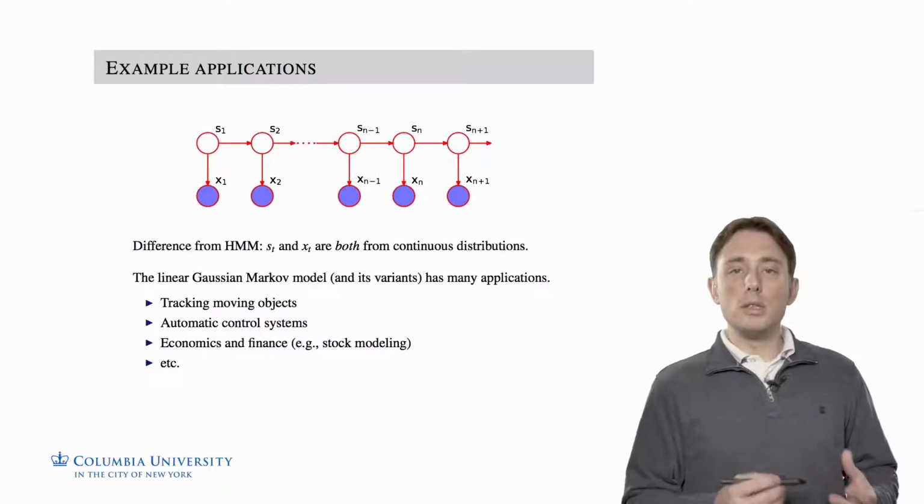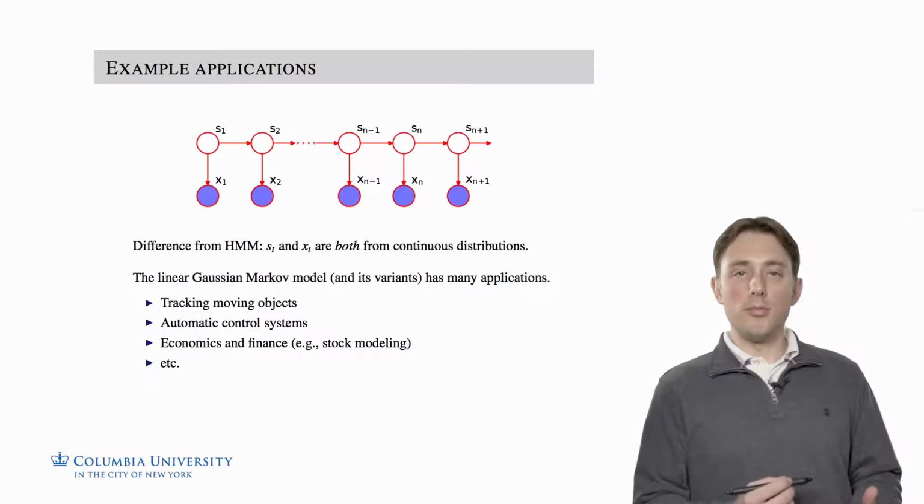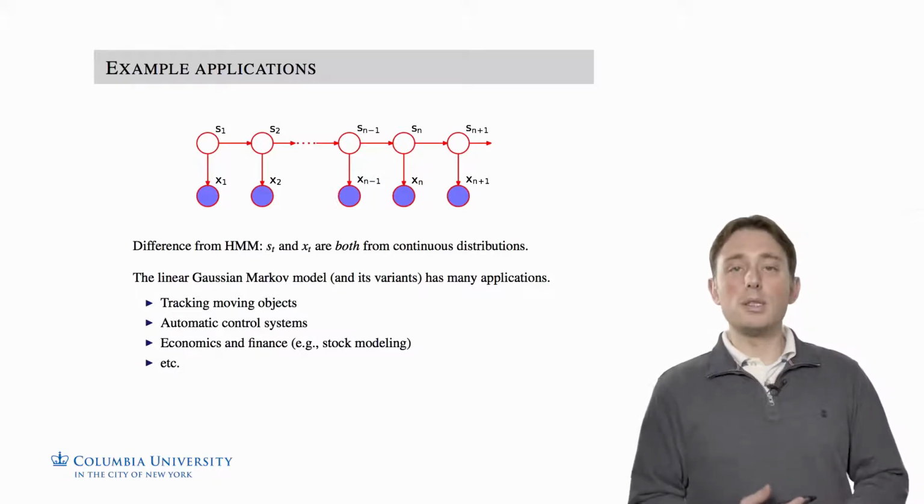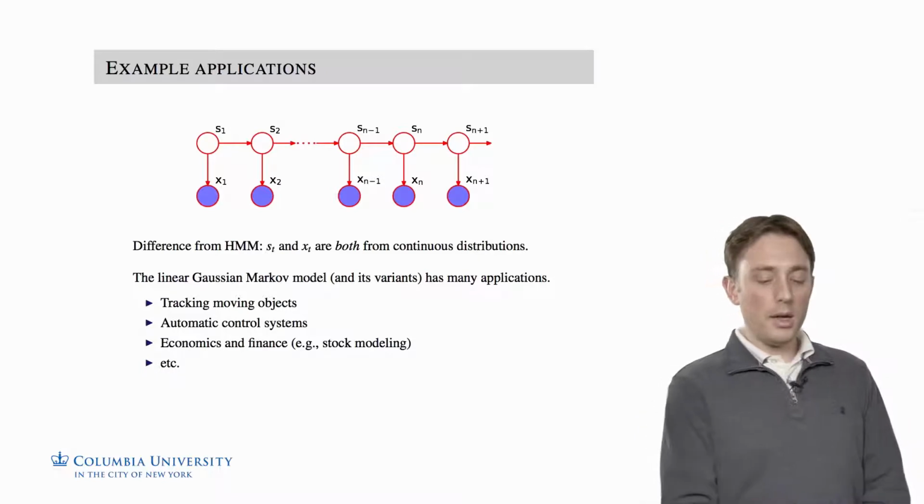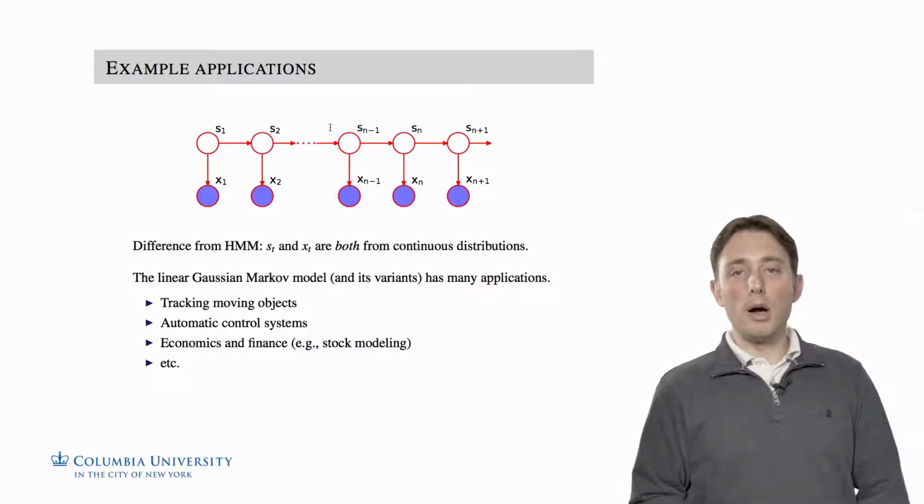So again, let's notice the difference between the two models: the continuous state Markov model, or the Kalman filter, or the linear Gaussian Markov model, and what we discussed last time, the hidden Markov model, which was a discrete state model. In both cases, we have exactly the same graphical model representation.